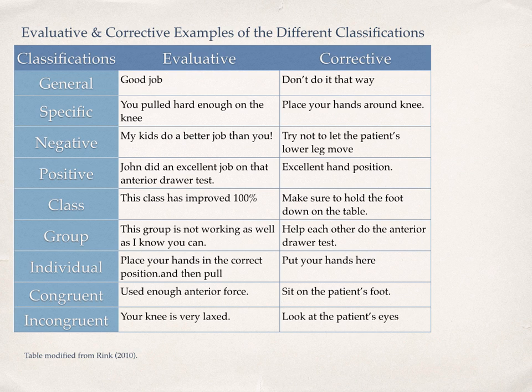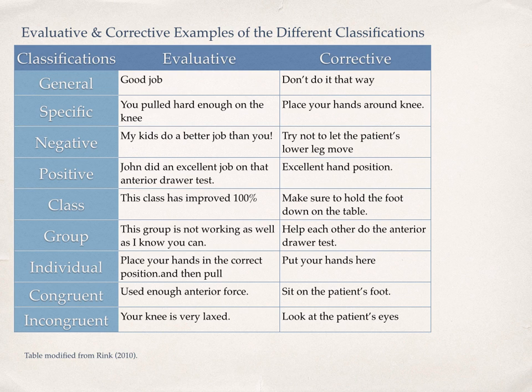So our first classification is general evaluative, which is you're saying, hey, good job, the old pat on the back. Whereas when we give general corrective feedback, it would be don't do it that way. So you're not really giving them any kind of helpful information. Then we can get very specific versus general with evaluative. You pulled hard enough on the knee, so we're evaluating how well he did, and then we can correct that. I'm not saying that these are together, but just an example. We can correct that and be very specific. It says place your hands around the knee, and I could continue and then draw anteriorly.